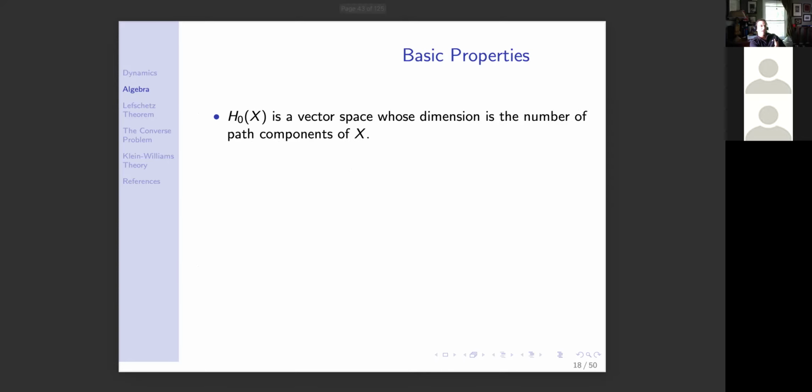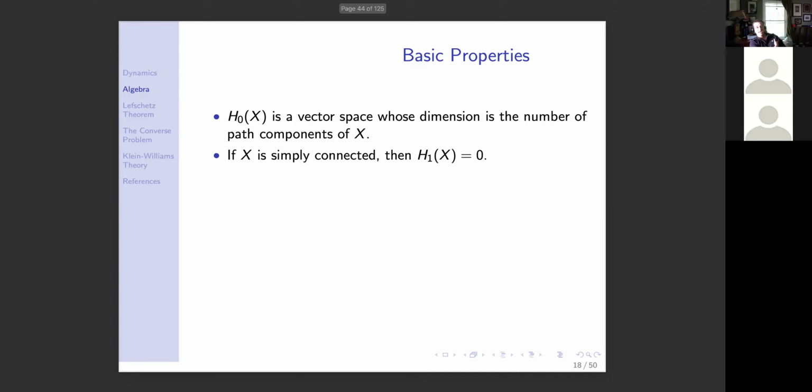Okay, so the basic properties of homology is that H0 is a vector space whose dimension is the number of path components of X. That's very elementary to check just from the definition, by the way. You can just check that yourself. You just need to know what the last boundary operator is from S1 of X to S0 of X, what that's doing.